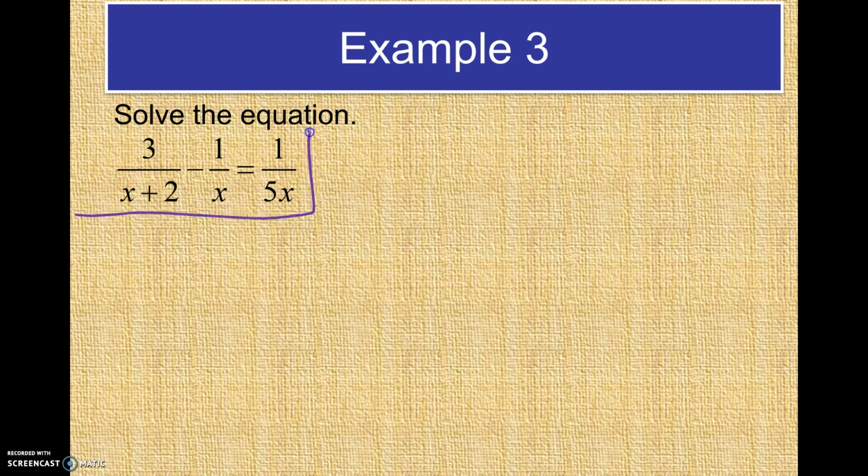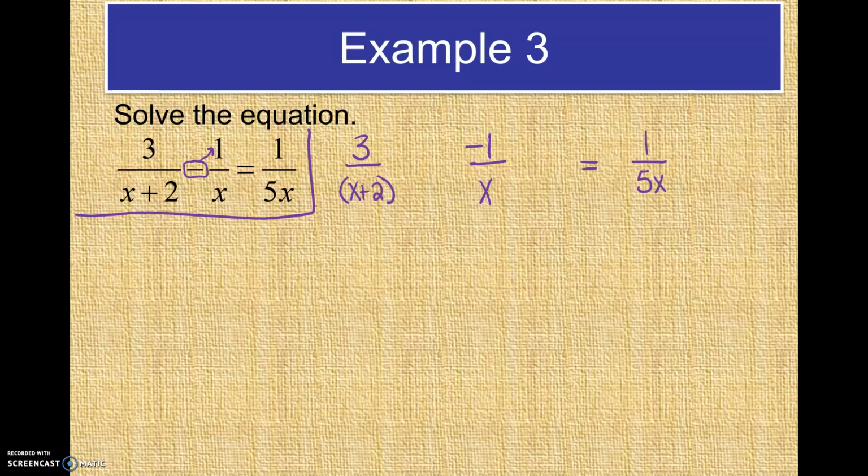In example 3, the first thing that I would like to do is write this a little bit more spread out. We've got 3 over x plus 2. What do you suppose I should do with this negative? Attach it to that 1. So space yourself out. Negative 1 over x. Space it out. Equals 1 over 5x.